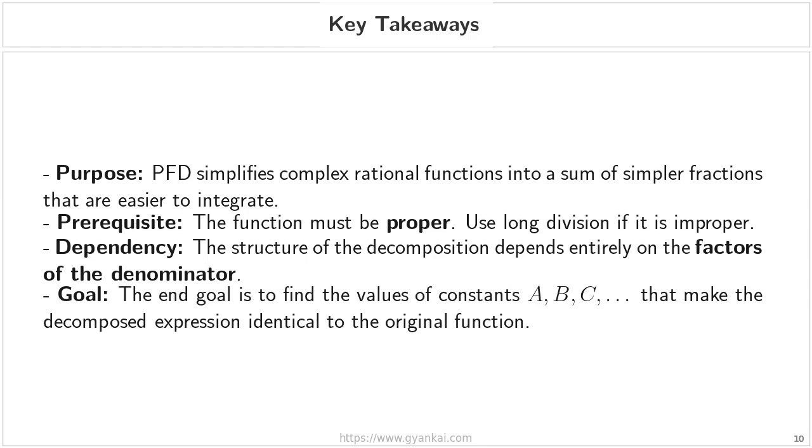Finally, the goal of all this work. We introduce unknown constants. We usually use letters like a, b, c, and so on, and our job is to find the values of those constants. The values you find for a, b, c, etc. must be such that when you add up all the simpler fractions with those constants plugged in, you get exactly the same expression as the original complex rational function. It's an identity, meaning it has to be true for all values of x.